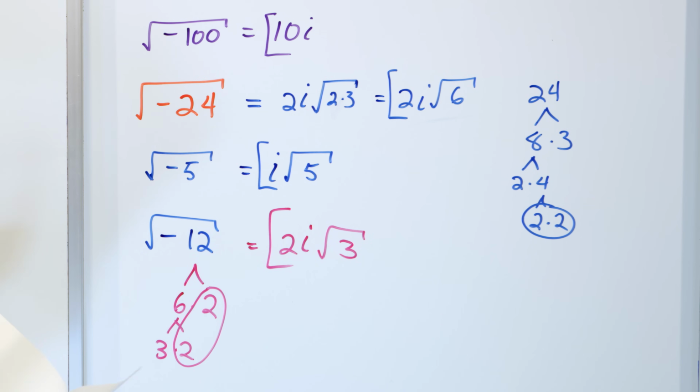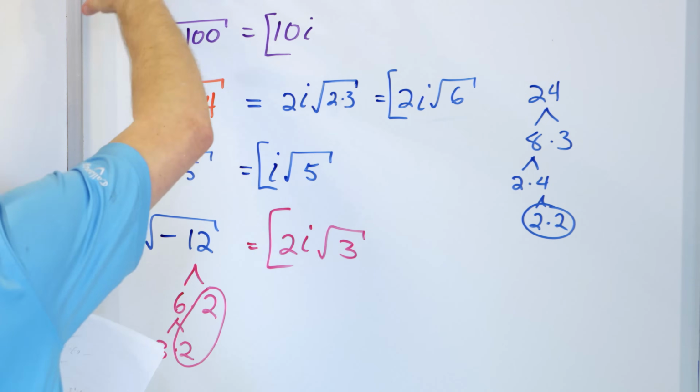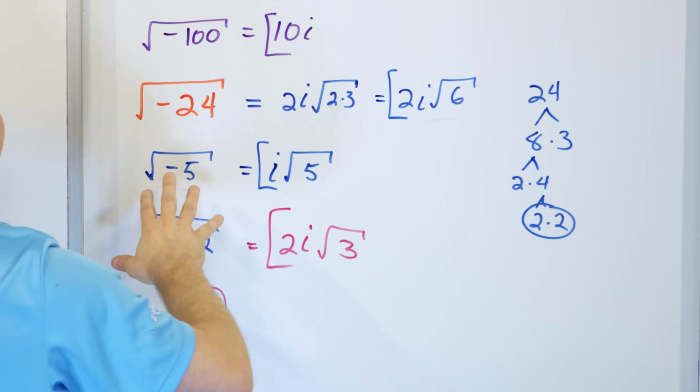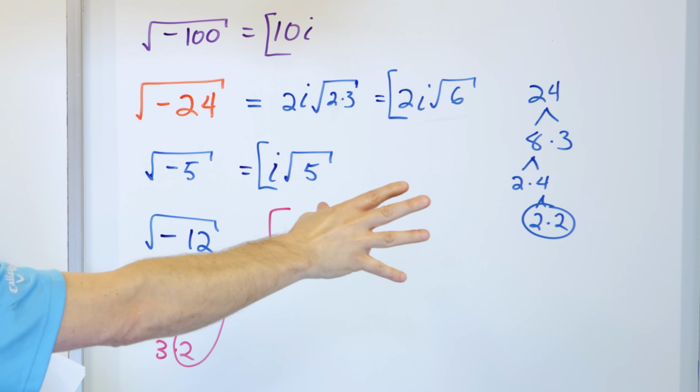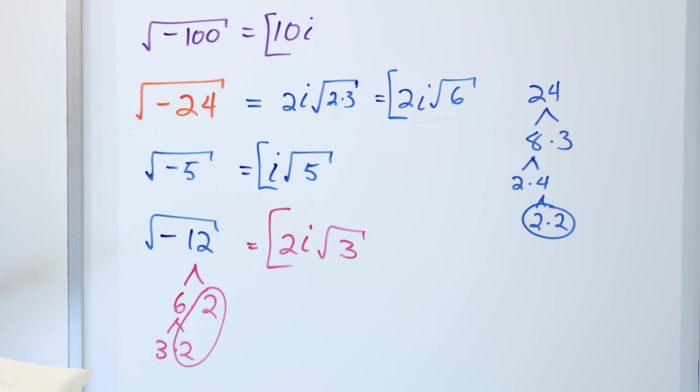Now on this page, what I have done is try to show you a basic idea about how to take square roots of negative numbers. You just do the factor tree as usual, and if you have a negative under there, you just tack an i on. Extremely simple, all right?